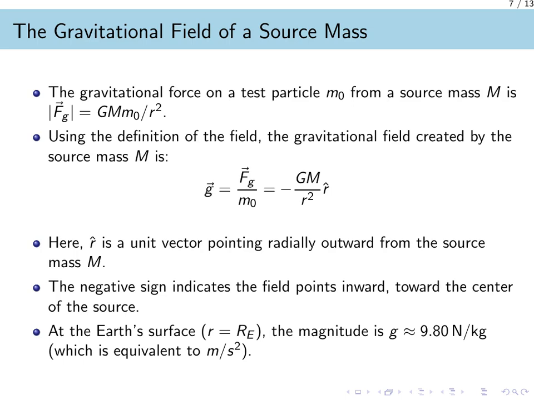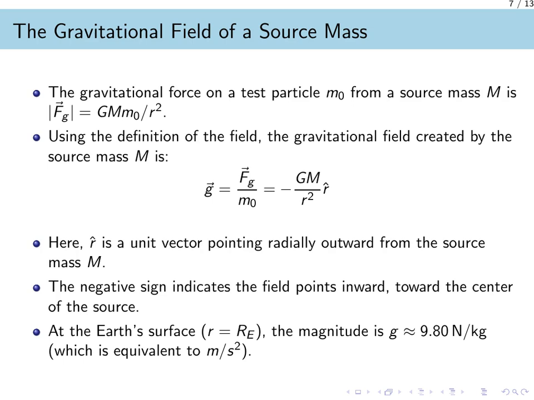We start with Newton's law of universal gravitation for the force between a source mass, m, and a test mass, m naught. The field, g, is defined as this force divided by the test mass. When we perform this division, the test mass, m naught, cancels out. This gives us the equation for the field from the source mass. g equals negative G times m divided by r squared, all multiplied by the unit vector r hat, which points radially outward from the source.